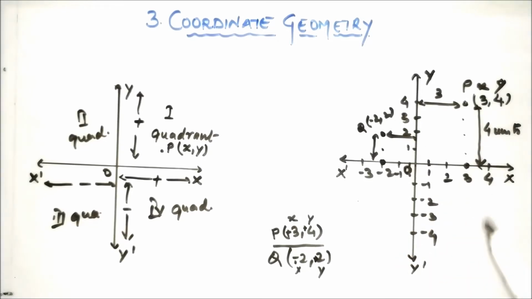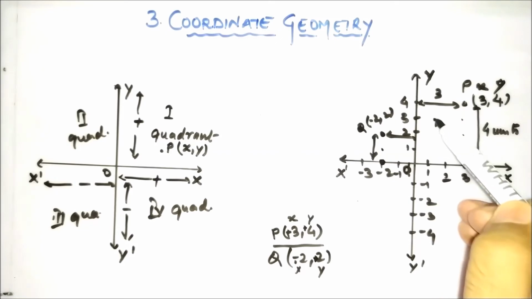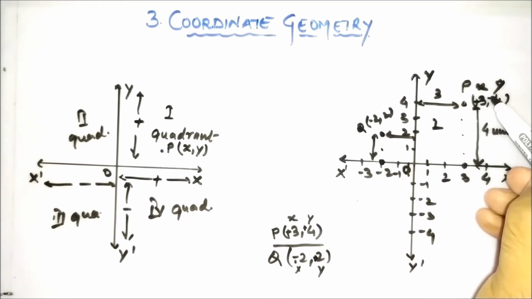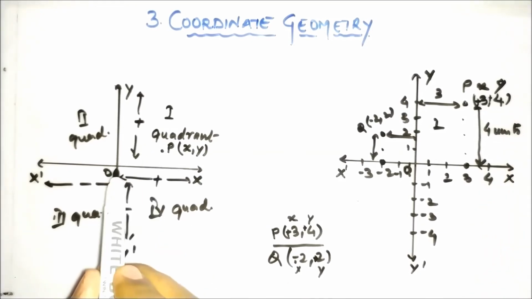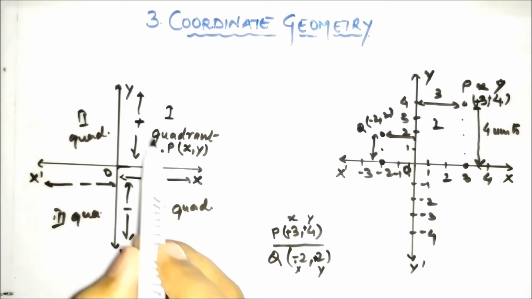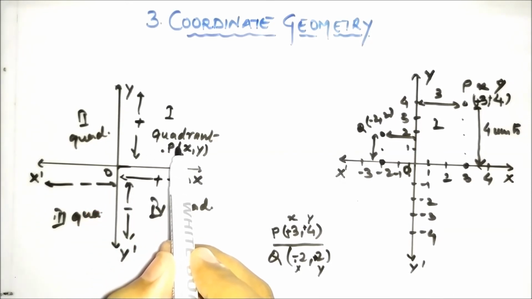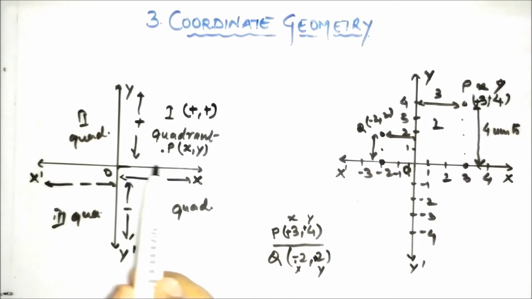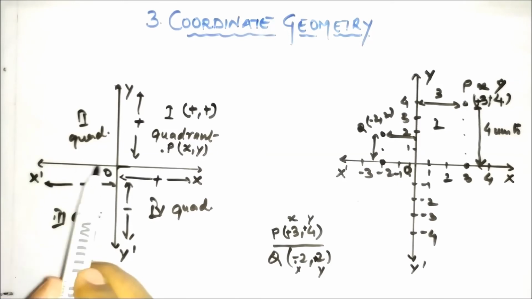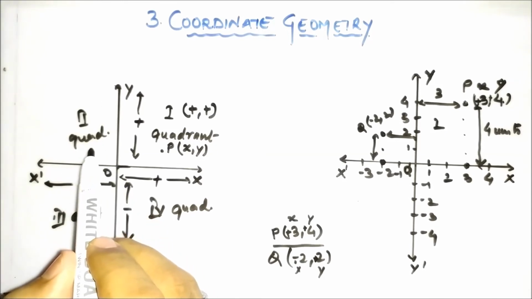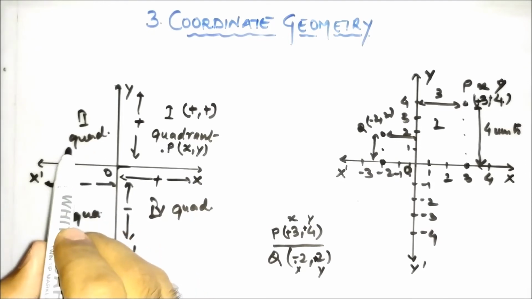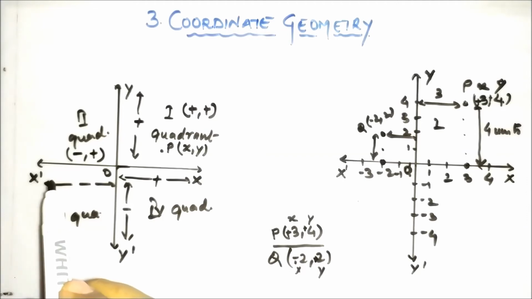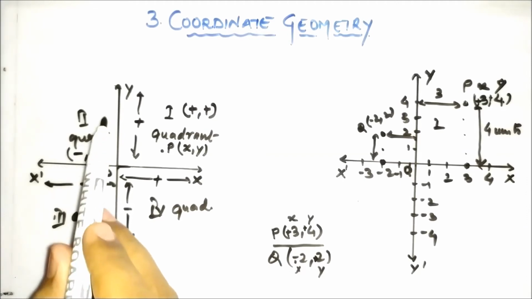Now if you see in this first quadrant, all the coordinates will be positive x and positive y, because this consists of positive x and positive y. So all the coordinates that you mark in the first quadrant will be in the form plus plus. Likewise, in the second quadrant x is negative and y is positive, so all the coordinates that you mark here will be in the form minus plus. First x is always marked, so x is negative here and y is positive here.